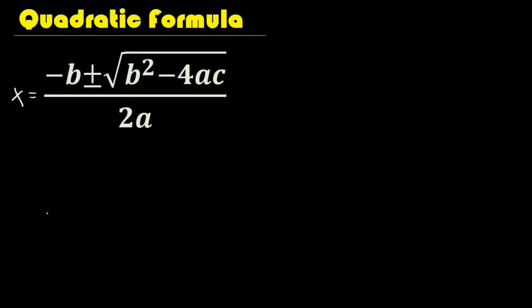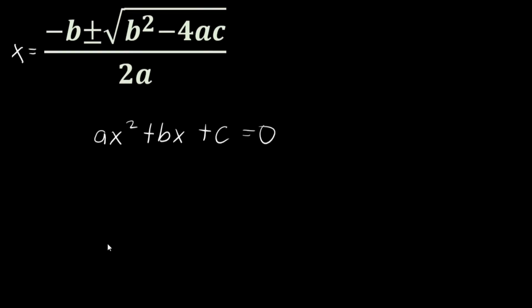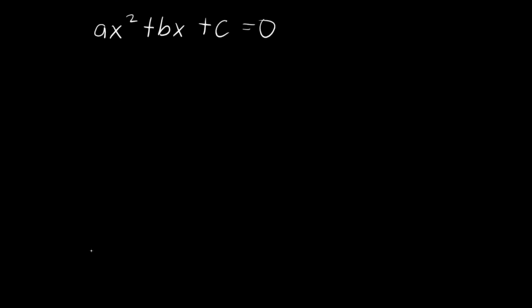But first, para mas maintindihan natin siya, kailangan natin na magkaroon ng practice problems. Okay? So, ano nga ulit ang standard form ng quadratic equation? That will be ax squared plus bx plus c is equal to 0. So, the first step in finding the roots, kailangan alam mo yung values ni a, ni b, at saka ni c, para i-substitute mo na lang siya dun sa quadratic formula mo.